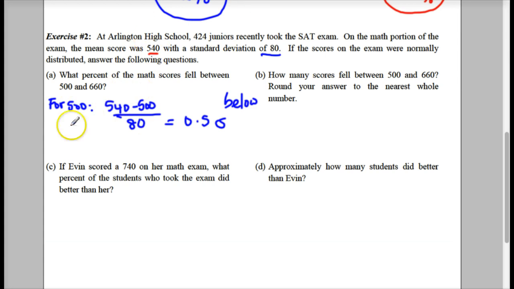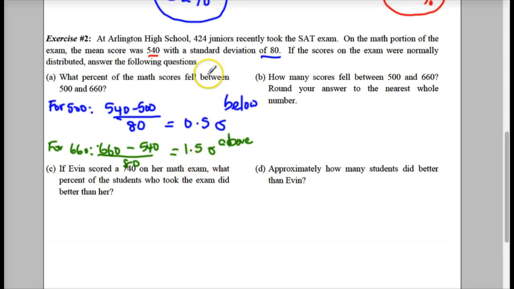Now I need to do this for 660. Since 660 is higher, I'm going to start with 660, take away the 540, which is my mean, and divide this by the standard deviation, and this gives me 1.5 standard deviation above. So I'm looking at 0.5 below and 1.5 above.